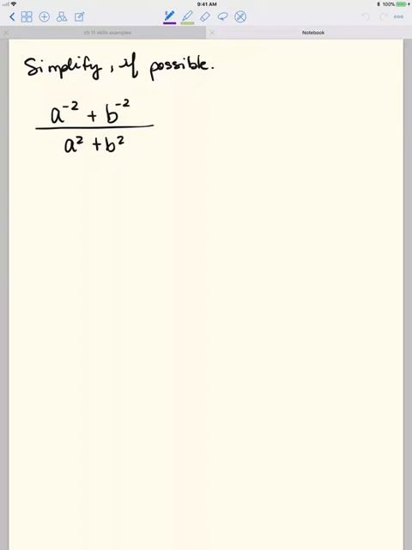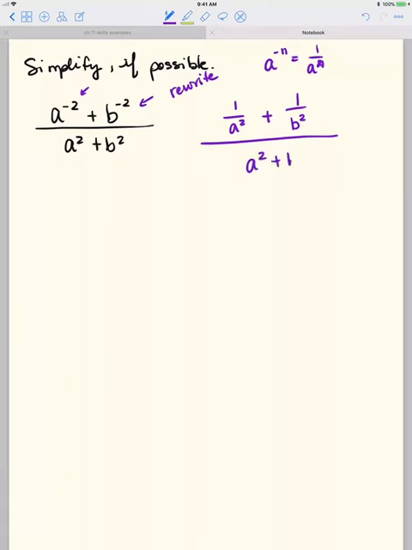So the first thing we need to take care of are these two terms up top that have negative exponents. So I'm going to rewrite those with positive exponents. And if you remember, any base value to a negative exponent can be rewritten as 1 over that same base value to a positive exponent. So a to the negative 2 is going to get rewritten as 1 over a squared, and b to the negative 2 is 1 over b to a positive 2. And that's all over a squared plus b squared.